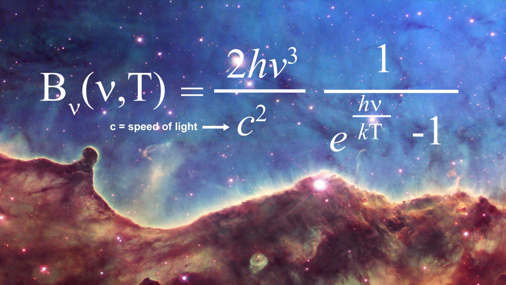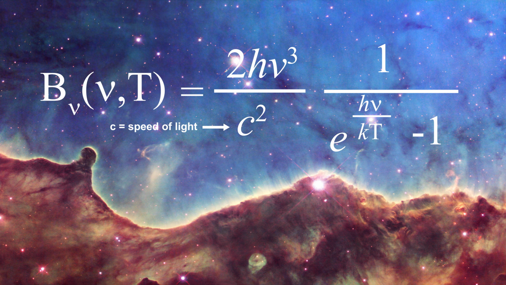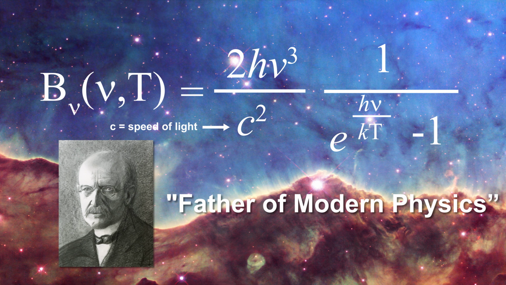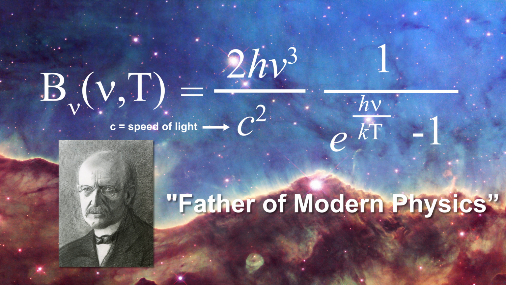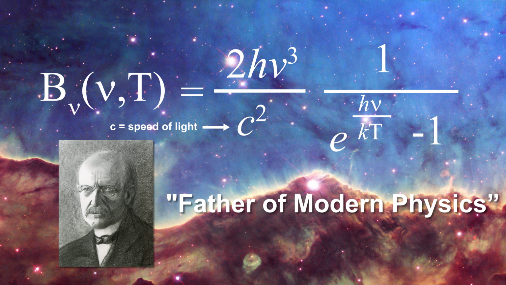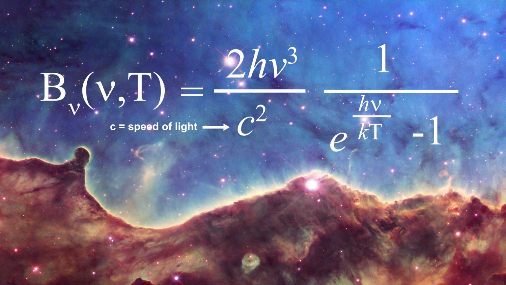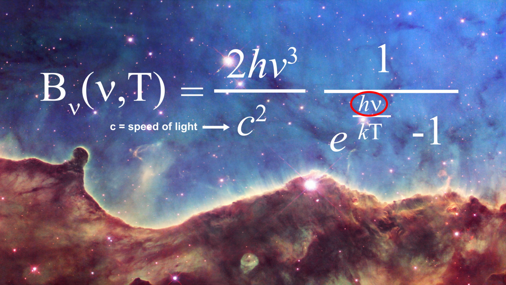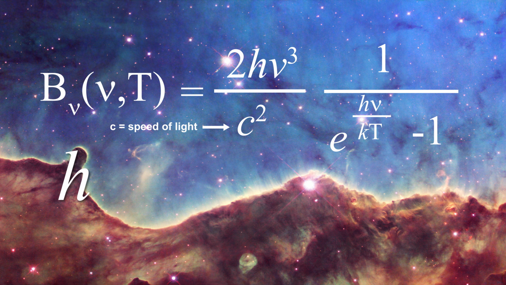With the discovery of the equation for blackbody radiation, Planck became known as the father of modern physics. That is because Planck's law introduced the concept of the quantum, and the field of quantum mechanics was born. You can see the introduction of the quantum in the h-nu term. H is known as Planck's constant.